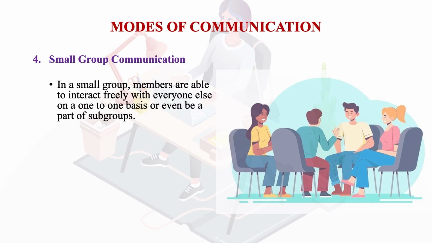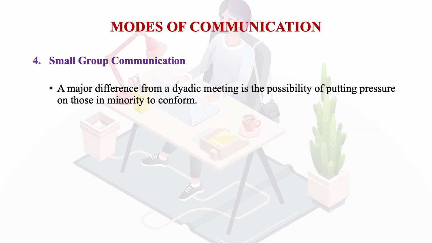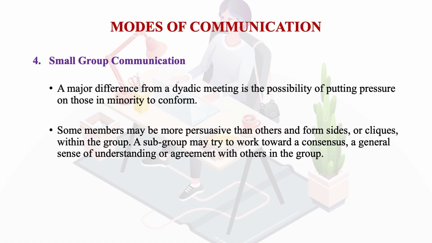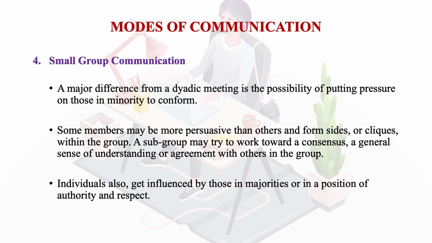So, learners, small group members are able to interact freely with everyone else on a one-to-one basis, or even to be part of any kind of subgroup. Now, a major difference from a dyadic meeting is the possibility of putting pressure on those in the minority to conform. Some members may be more persuasive than others and form sides or cliques within the groups. So, a subgroup may try to work towards a consensus, a general sense of understanding or agreement with others in the group. Individuals also get influenced by those in the majority or in positions of authority and respect.